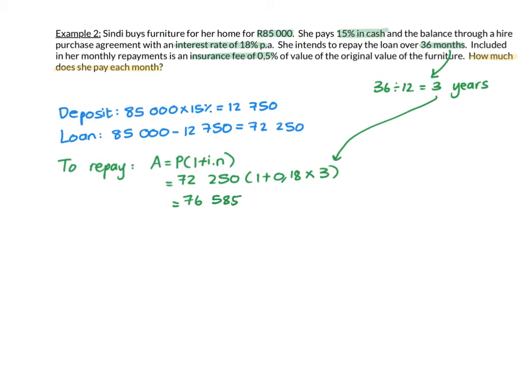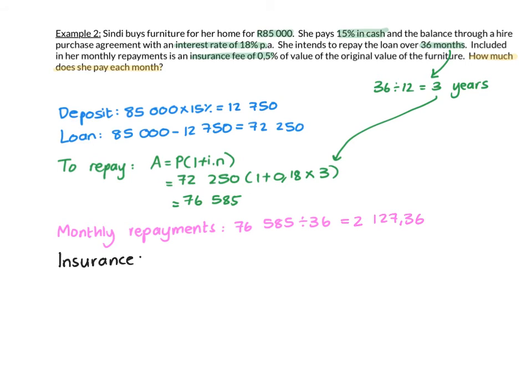Now I can work out how much she owes each month. That's just based on the loan. I know there's 36 months, so I say 76,585, and I divide that by 36. That gives me 2,127 Rand and 36 cents. But I still need to add the insurance fee.